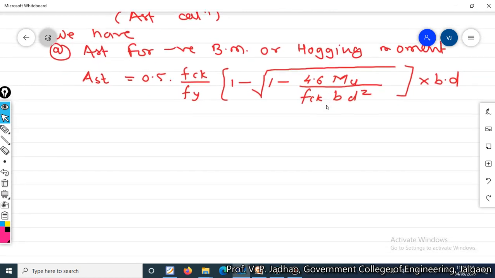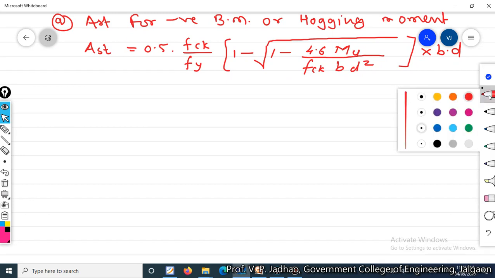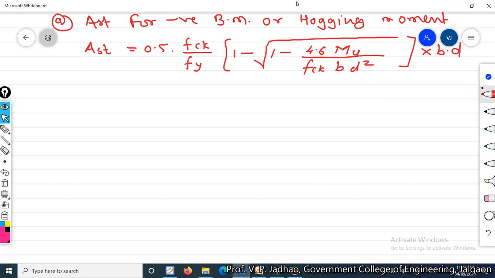Now we have the value of mu for this particular negative bending moment or hogging bending moment. Mu is equal to 1500 kilonewton meter. Therefore this value AST is longitudinal steel at the top. So this will be 0.5 into FCK, we have FCK equal to 25, FY is 415. FCK is the characteristic strength of concrete and FY is the characteristic strength of steel.